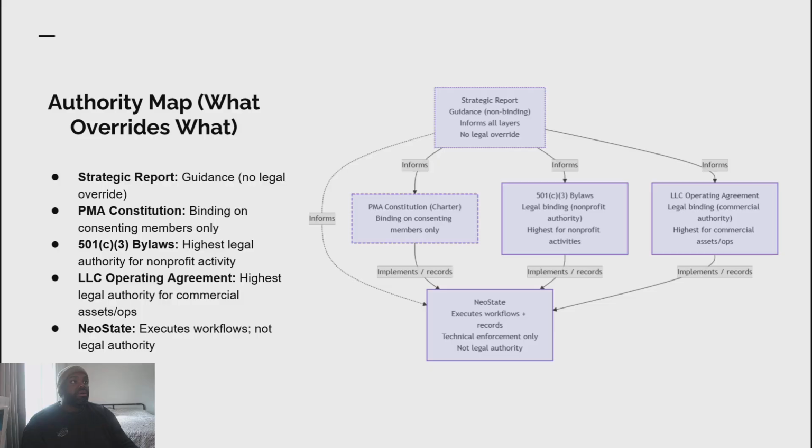For the public benefit work, the 501c3 bylaws are the highest authority because they're legally binding under state and IRS compliance. For revenue contracts and asset ownership, the holding company's operating agreement is the highest authority under business law. NeoState is the execution layer. It runs workflows, records decisions, and improves transparency and auditability, but it does not create legal authority. The separation is intentional. It prevents conflicts, protects compliance, and lets the organization scale without mixing governance domains.